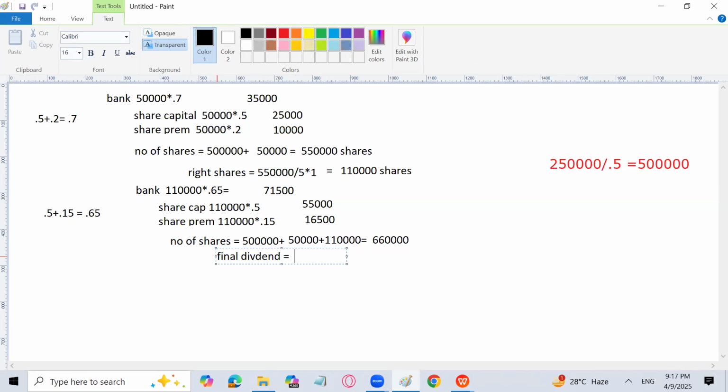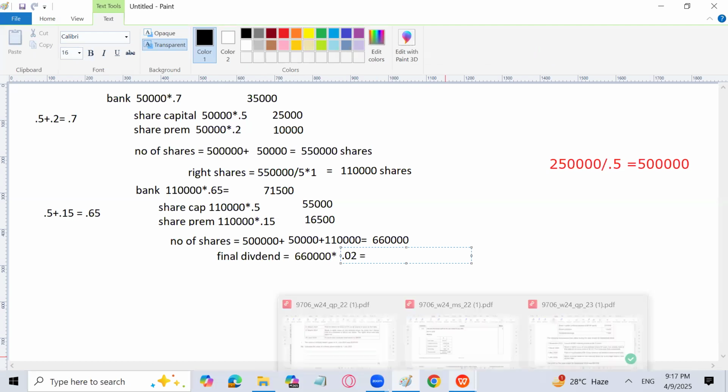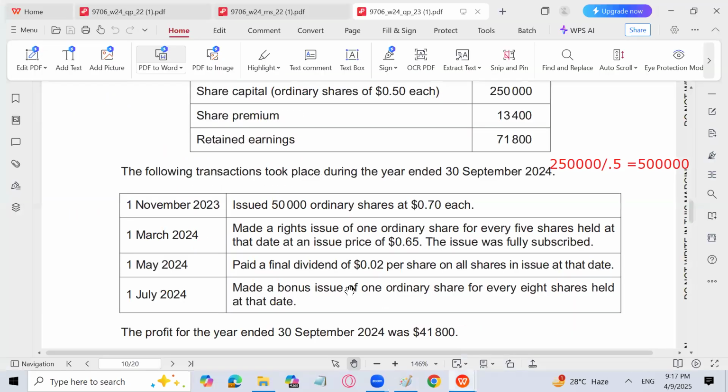That is supposed to be paid. So 6,60,000 multiplied by the final dividend per share, which is 0.02. It is given in the question. Sir, where? Let's see. Paid a final dividend of 0.02 per share on all shares in issue at that date. So 6,60,000 into 0.02, the amount is 13,200.